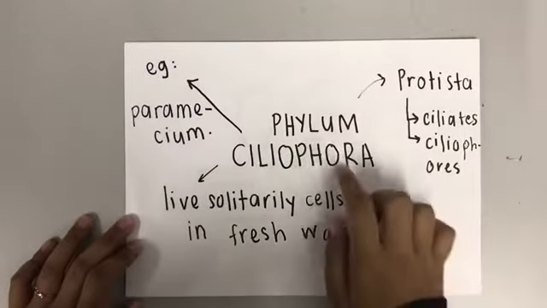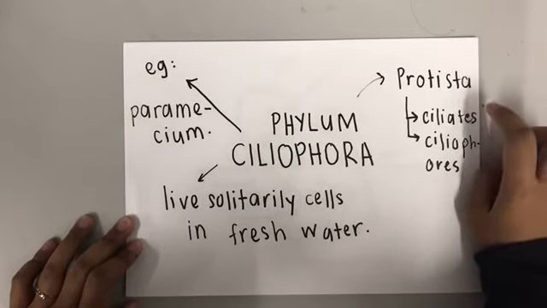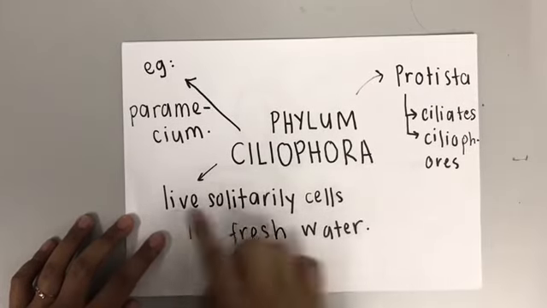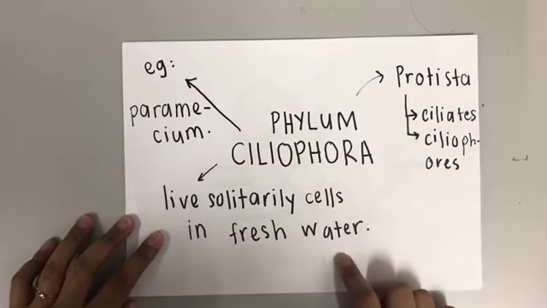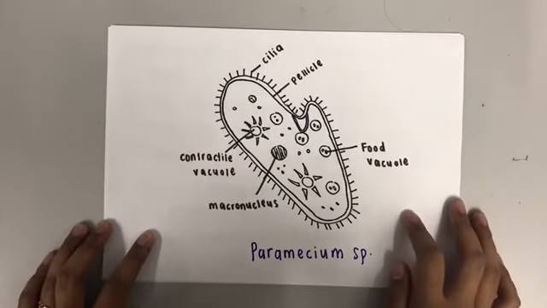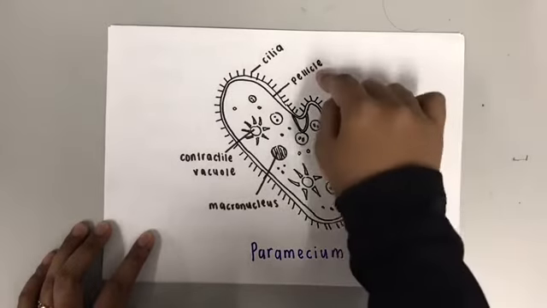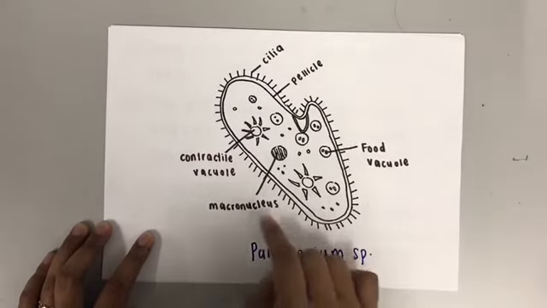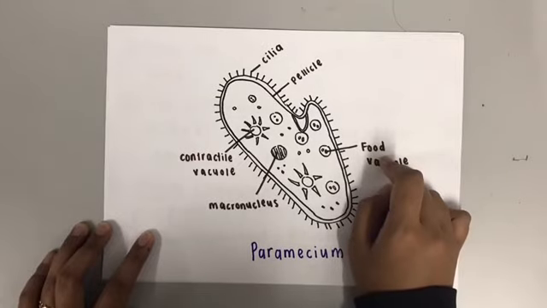So what is phylum Ciliophora? Phylum Ciliophora is a protista that consists of ciliates and ciliophores. It lives as solitary cells in fresh water, and one of the most common examples is paramecium. This is the shape of the paramecium. Paramecium consists of food vacuole, pellicle, cilia, contractile vacuole and also micronucleus. Each of these organelles can perform its own activity.